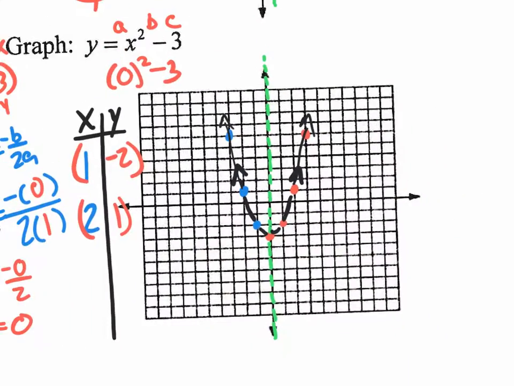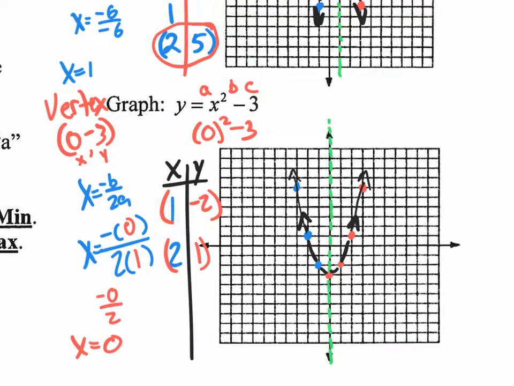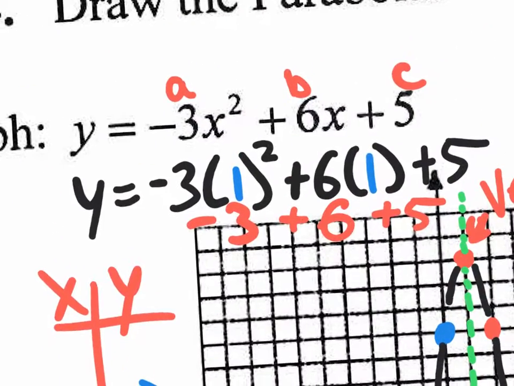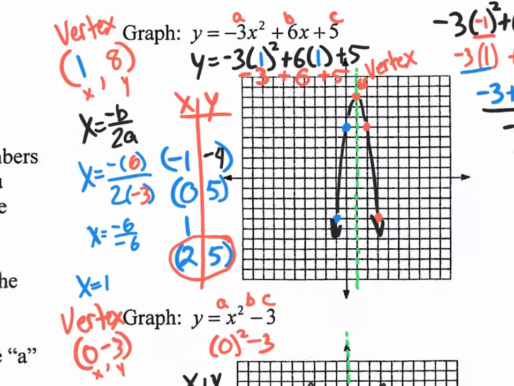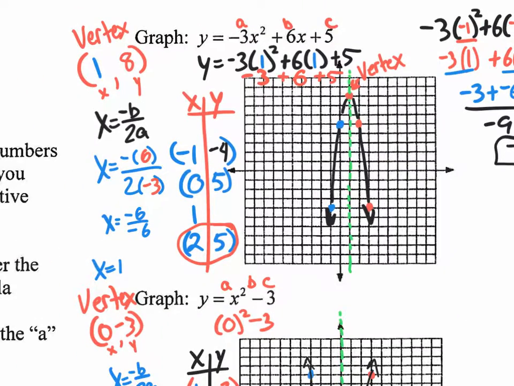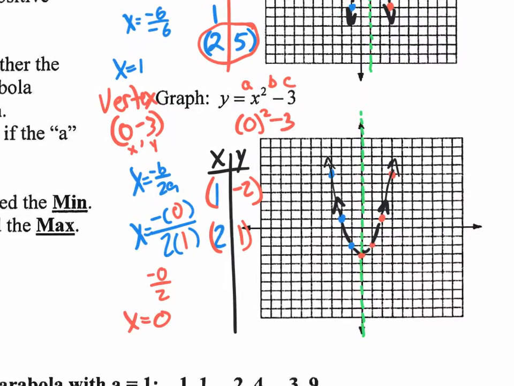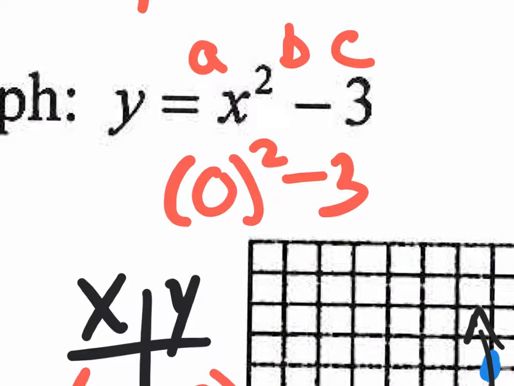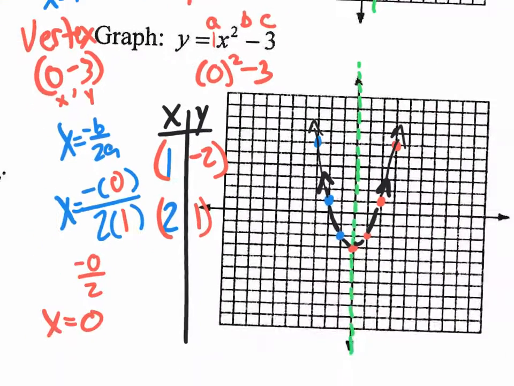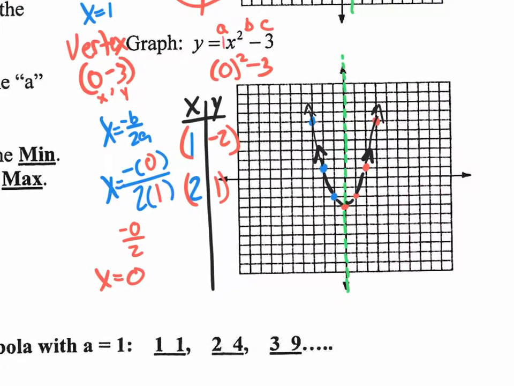So this pattern is amazing. Will it work on this one up here? No, because the A value is not 1. You could figure out a way, I'll show you later, to apply that pattern to that. But for the most part right now, we just want to understand that if your A value is 1, you could use the pattern 1, 1, 2, 4, 3, 9, and that'll help you graph it super quick.